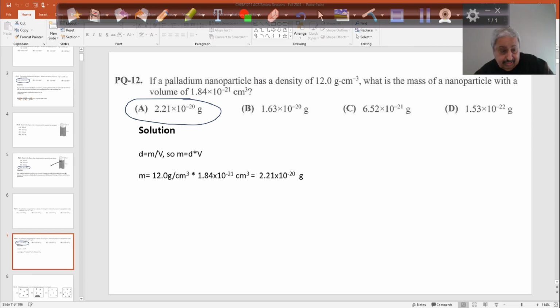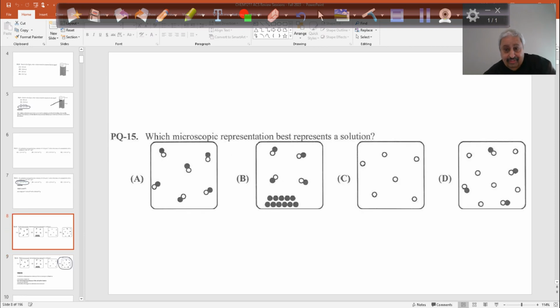Okay, so let's go forward. This is critical thinking. It's based on a concept, but it's analytical thinking. There's a difference between critical thinking and analytical. Here you are analyzing something. It says, which microscopic representation best represents the solution.